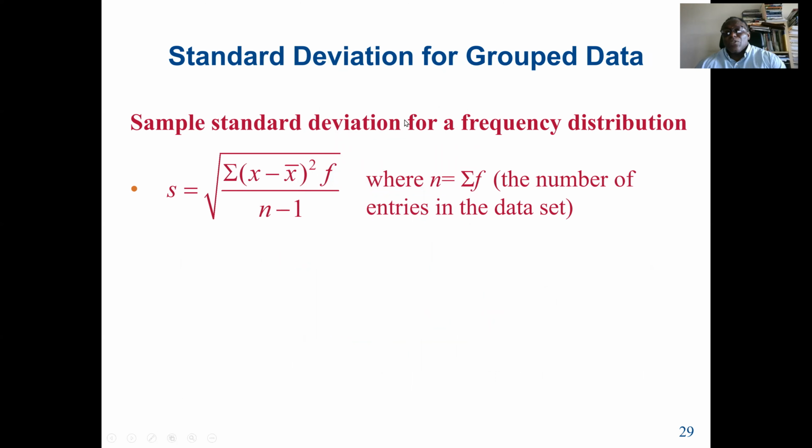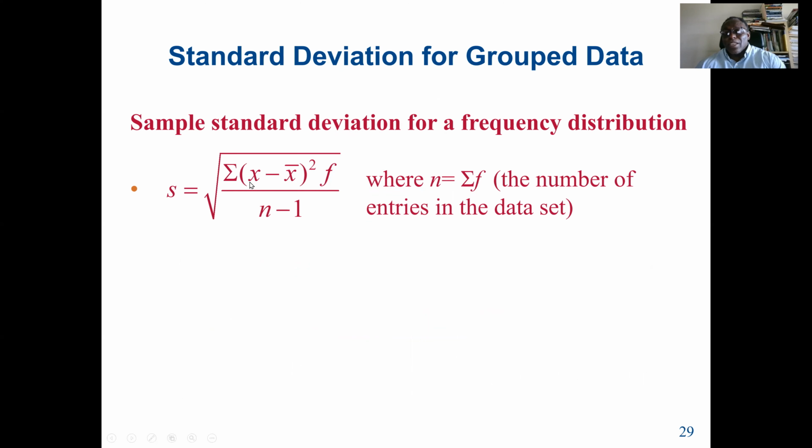Thus, this is standard deviation for group data. This concept is the same as when we find the central tendency or the mean for group data. The group data means how many times the data appears. So the same thing applies if I'm doing deviation here.